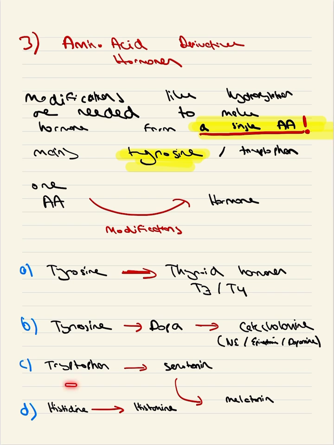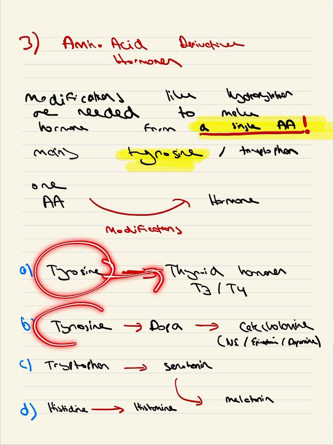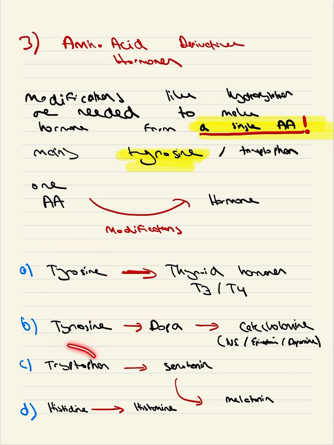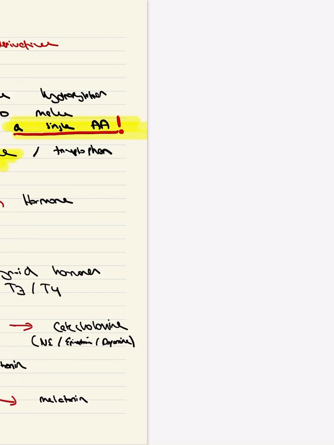Then from histidine, for example, you get histamine. But the most important ones that you need to remember here are tyrosine and thyroid, and then tyrosine into dopa. Also know tryptophan into serotonin, and once you know serotonin, melatonin is easy.